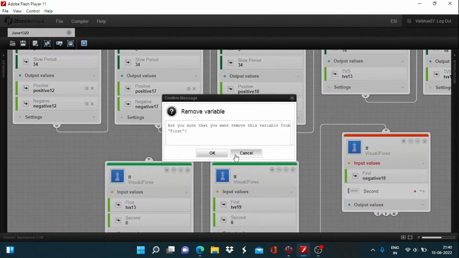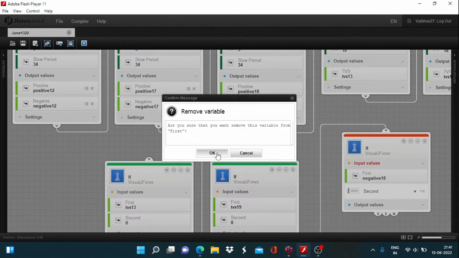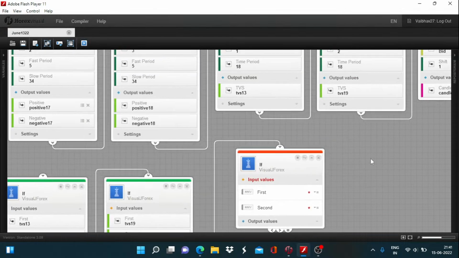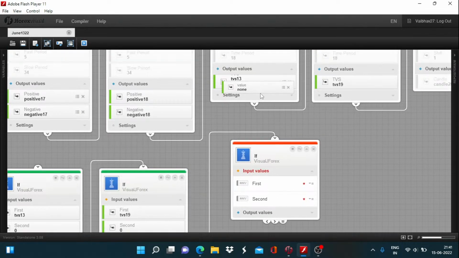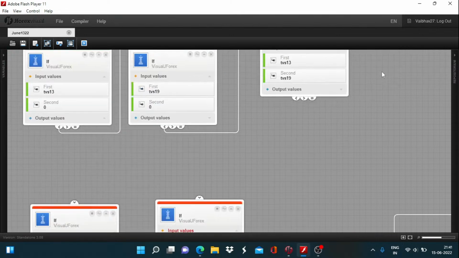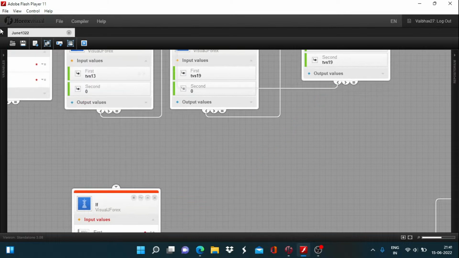Sorry, this actually we have to consider the comparison between TVS 13 and TVS 19 first. It should be in decline. Again first input less than second input.